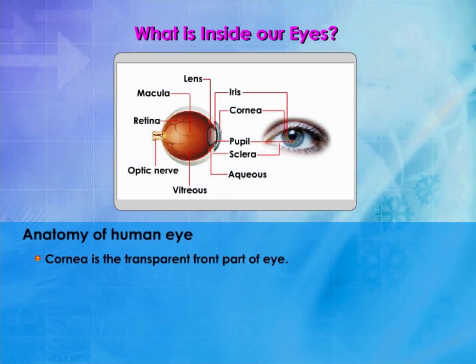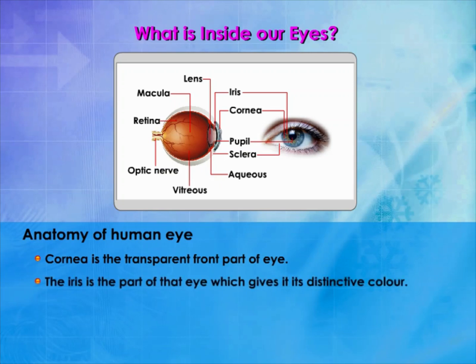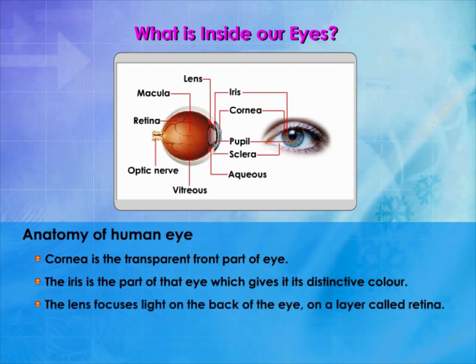Eye has a transparent front part called the cornea. Behind the cornea, we find a dark muscular structure called the iris. In the iris, there is a small opening called the pupil. The size of the pupil is controlled by the iris. The iris is the part of the eye which gives it its distinctive color. When we say that a person has green eyes, we refer actually to the color of the iris. The iris controls the amount of light entering into the eye. The lens focuses light on the back of the eye on a layer called the retina.